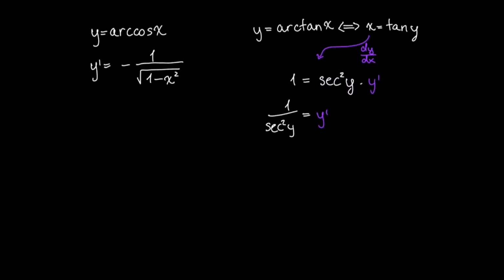Now here, once again, we will have to do the same thing with the Pythagorean identity. However, here, we will have to use a different one because secant squared of y can be written as 1 plus the tangent squared of y. Now, tangent y is just x, meaning secant squared of y can be written as 1 plus x squared. And finally, this tells you that the y derivative, or the derivative of arctan, is going to be 1 over 1 plus x squared.